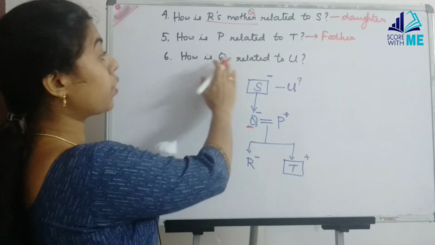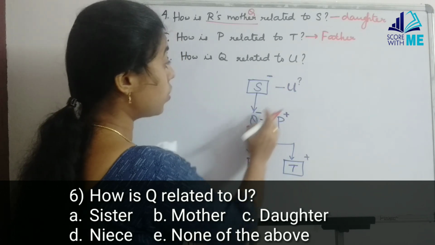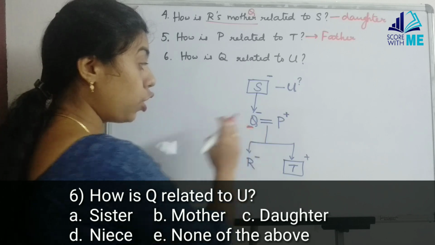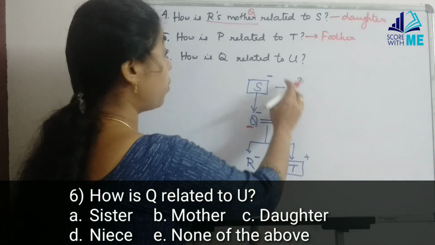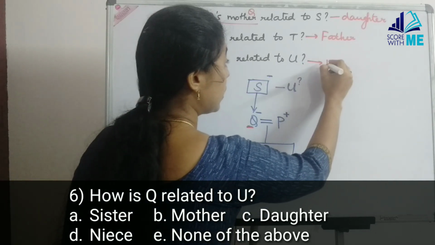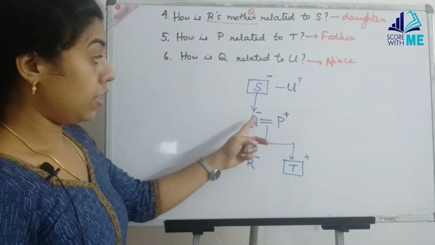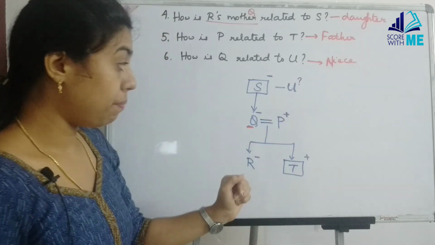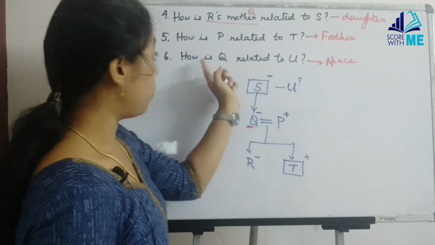Sixth question, how is Q related to U? Q's relation with U. So Q is U's sister's daughter. So Q's relationship with U is, Q is the niece. Since it is a daughter, female, it is niece. Had it been male, it would have been nephew. So Q is the niece of U.